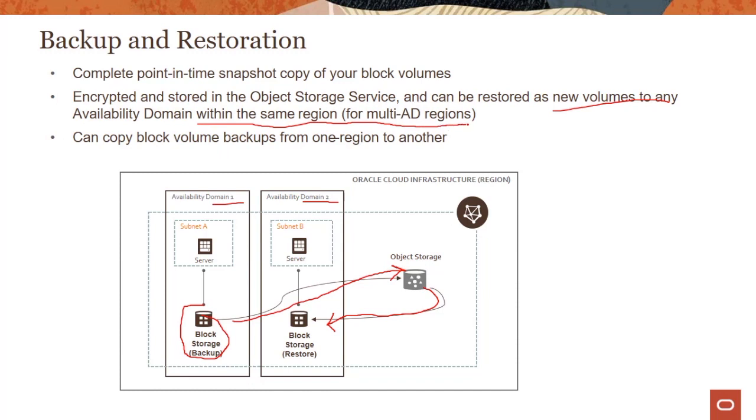But if it's a single AD region, of course, you're limited to the same availability domain from which you took the backup. But what you could do even in those single AD regions is copy block volume backups from one region to another. One of the common use cases which comes up all the time is, yes, I'm running some application in this region, but I also want to quickly clone that application in another region. So the easiest way to do that is to copy your block volume backups from one region to another.